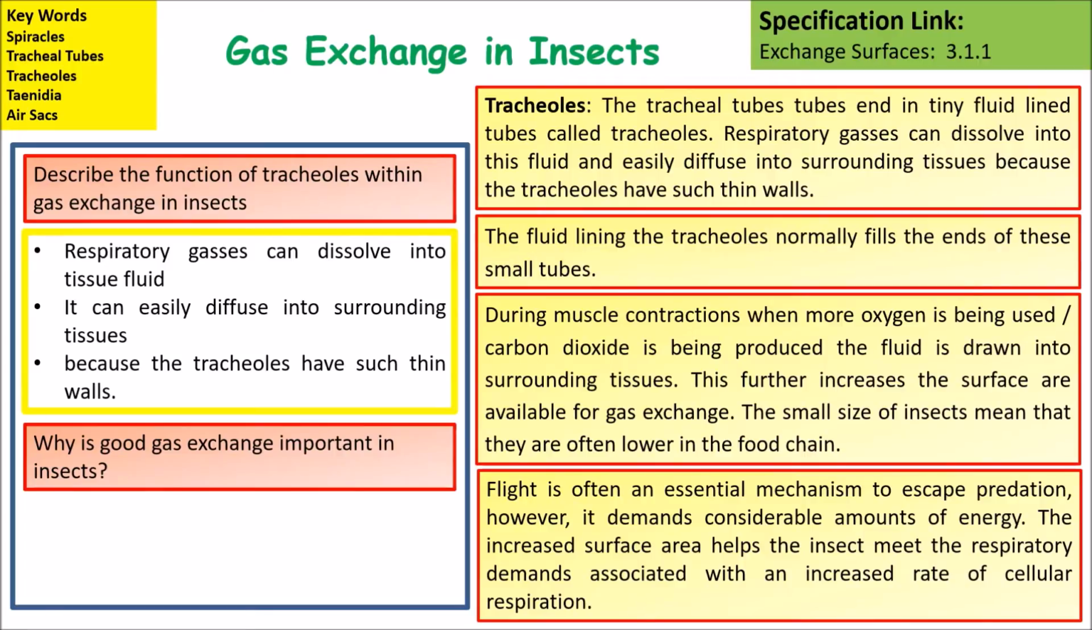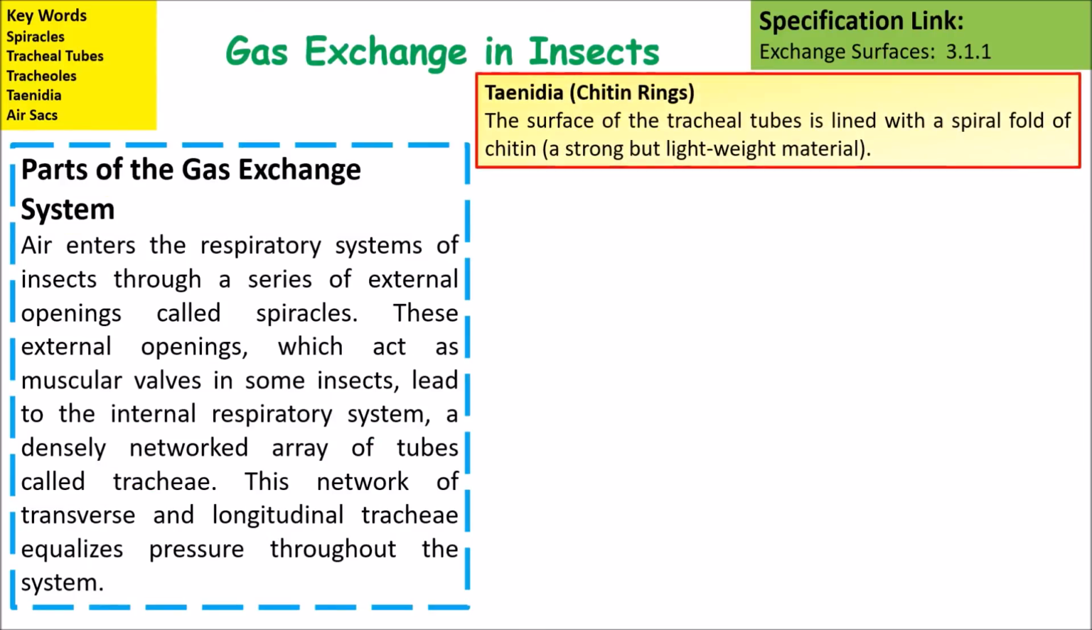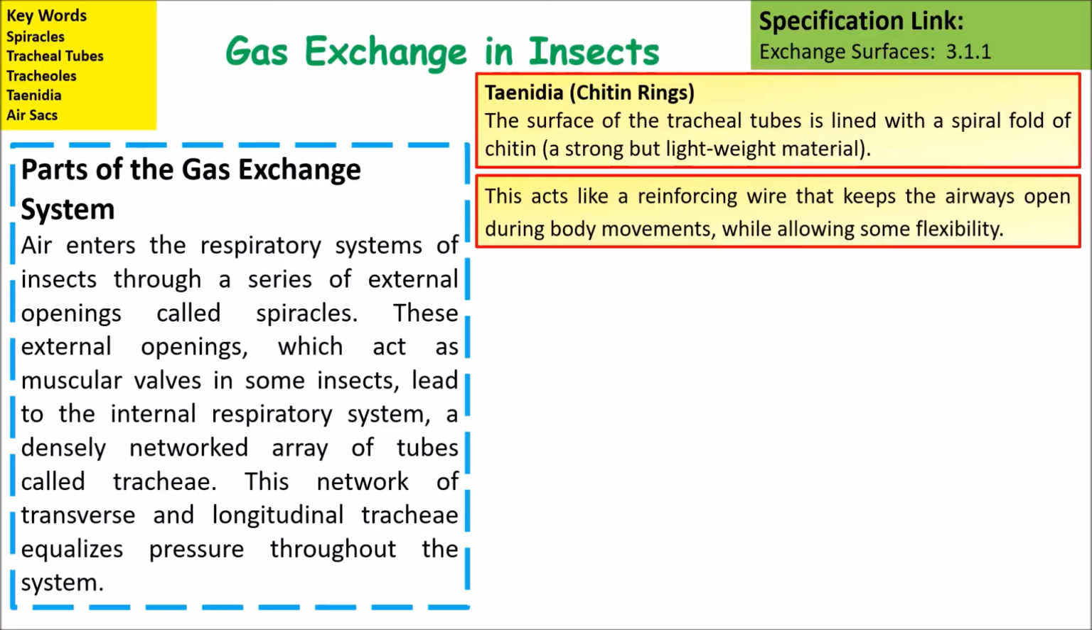As is important with all questions about gas exchange, why is gas exchange important for insects? Like we said, a lot of them do fly, and flight requires a lot of energy. You've got rings of chitin. The surface of the tracheal tubes is lined with a spiral fold of chitin. Chitin is a strong but quite light material. This acts like a reinforcing wall that keeps the airways open during body movement, while also allowing some flexibility.